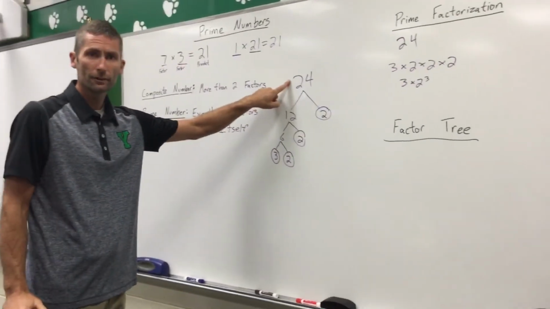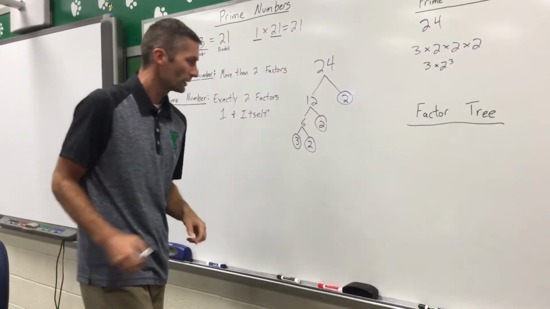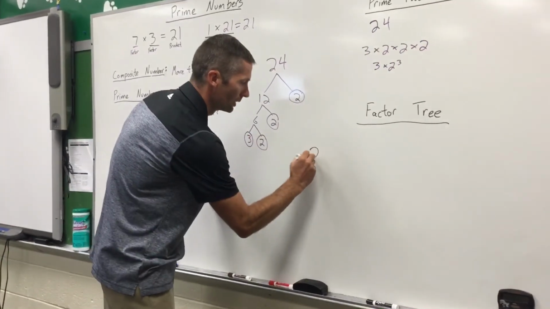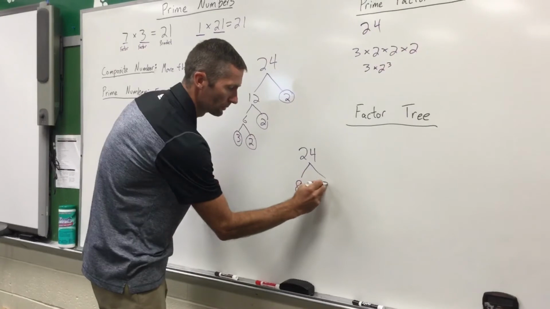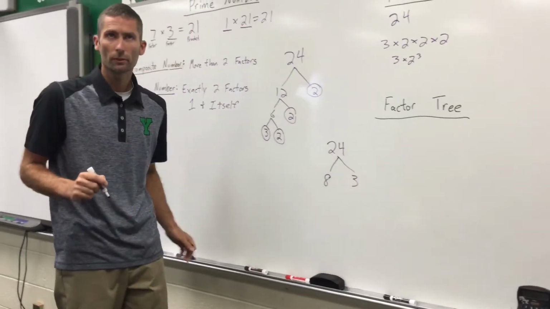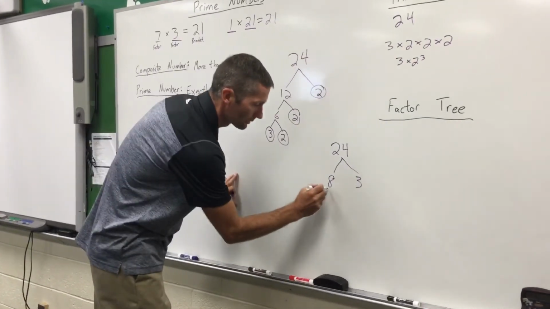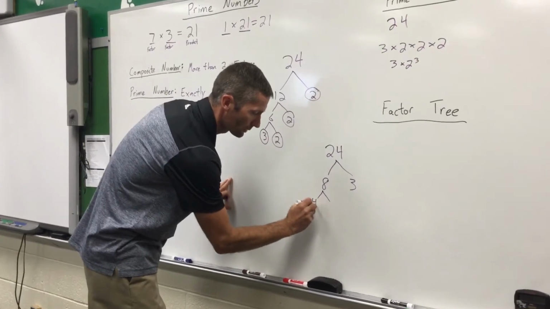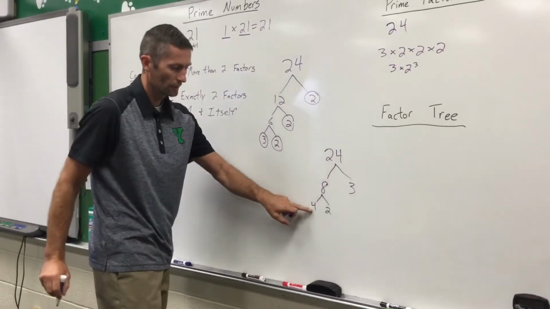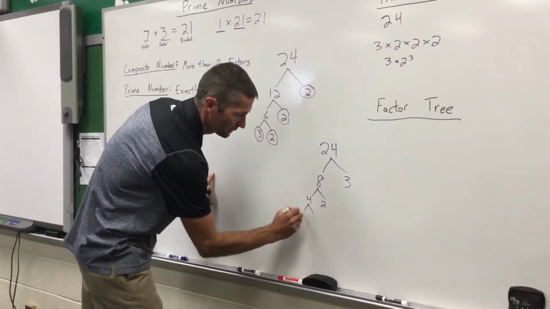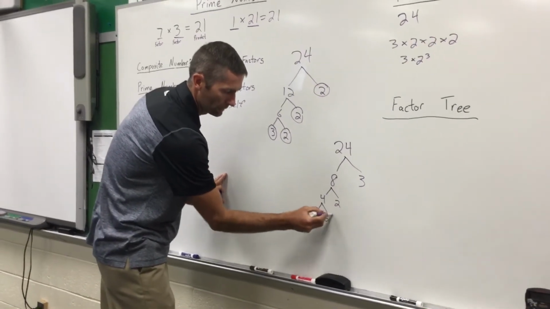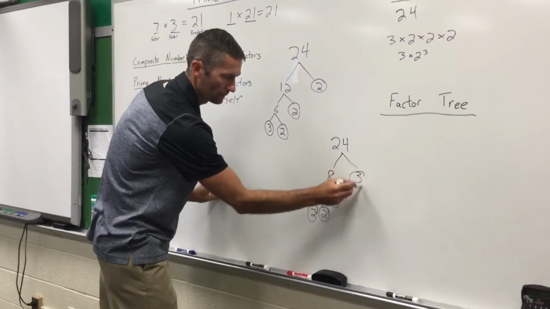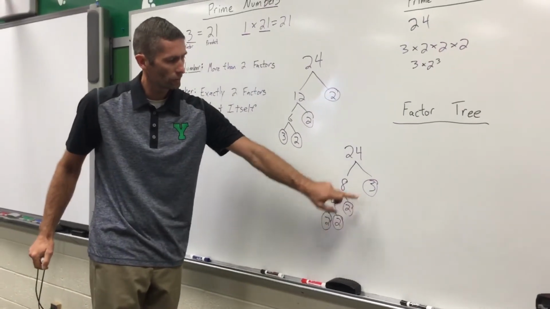I could have made a different factor tree for 24. In fact, I'm going to have you do this in your notes too. Let's take 24 and let's divide it into 8 and 3, because 8 times 3 is 24. And let's take 8, it's not prime, let's divide it into 4 and 2. And then let's take 4 and divide it into 2 and 2. It's a prime number, prime berry, prime berry, prime berry. Look what we got: 2, 2, 2, 3.